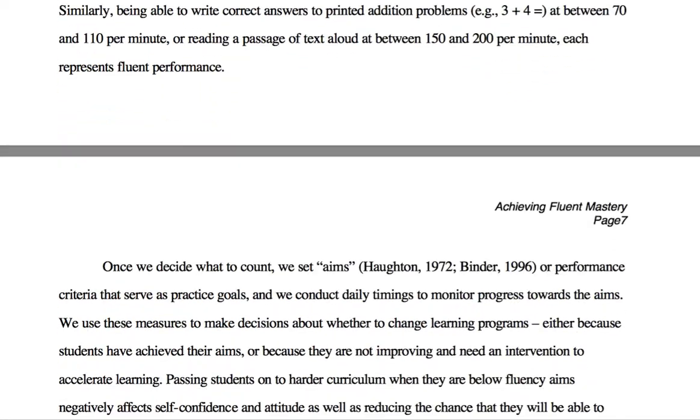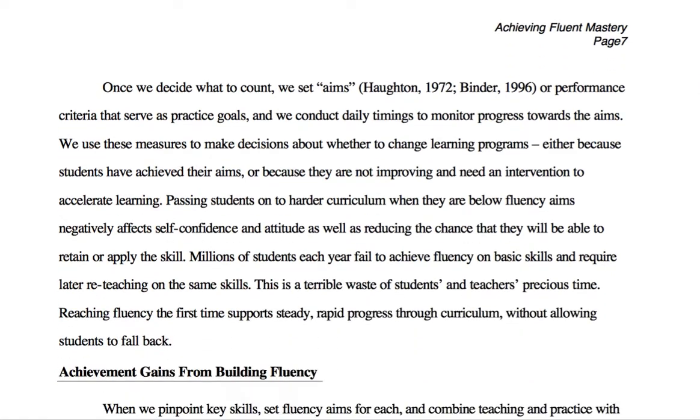Each represents fluent performance. Once we decide what to count, we set aims or performance criteria that serve as practical goals, and we conduct daily timings to monitor progress towards the aims. We use these measures to make decisions about whether to change learning programs, either because students have achieved their aims or because they're not improving and need an intervention to accelerate learning.